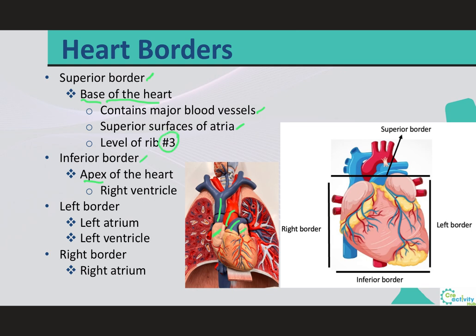Next, we have the inferior border, which will contain the apex of the heart and most of the right ventricle as the heart sort of slides to the left. Then the left border will be represented by the left atrium and the left ventricle. And we can only see a little bit of it because remember it twists from right to left. And then the right border will mainly be the right atrium, since again the right ventricle slid down to the inferior border.